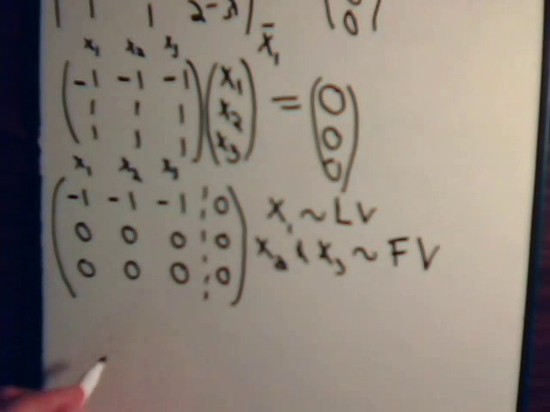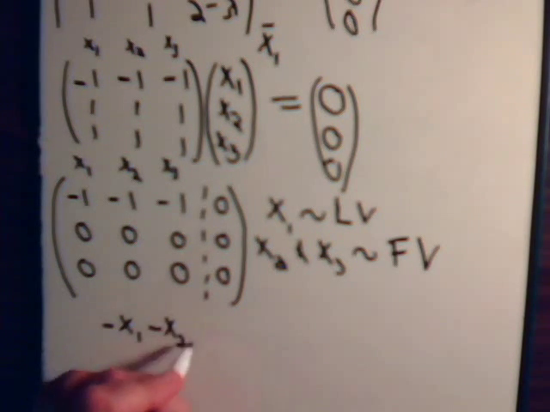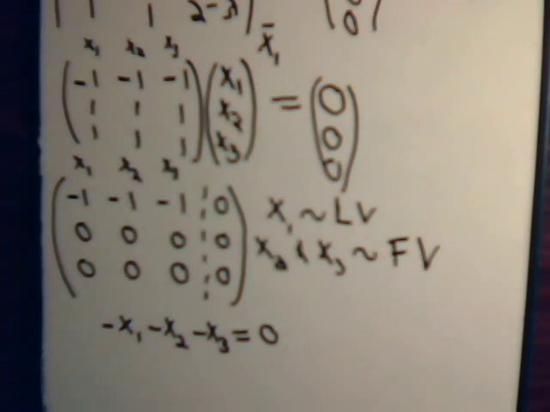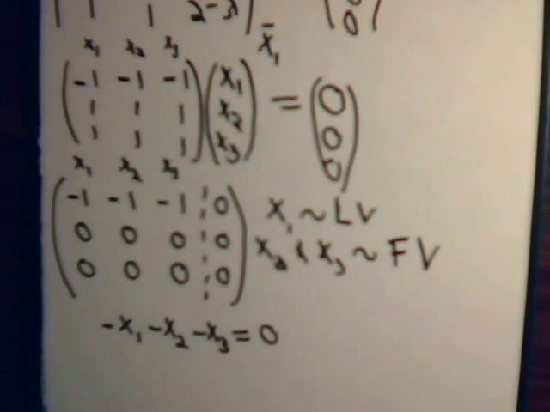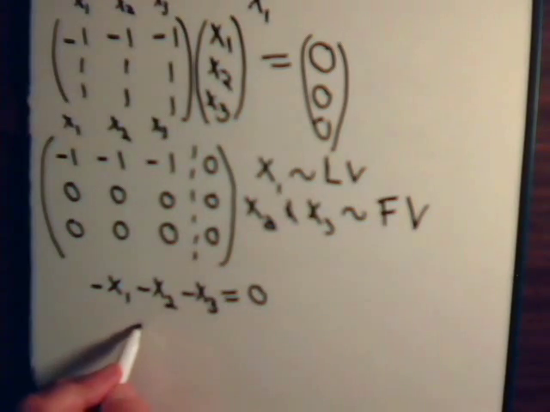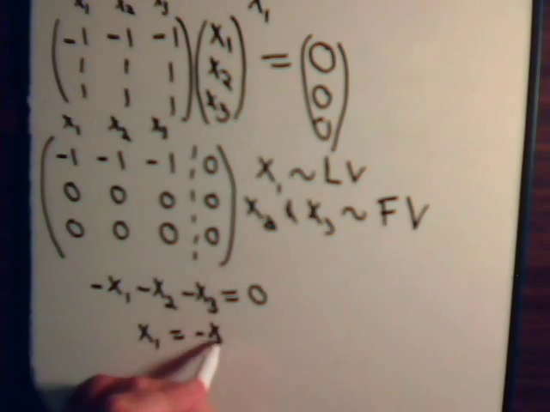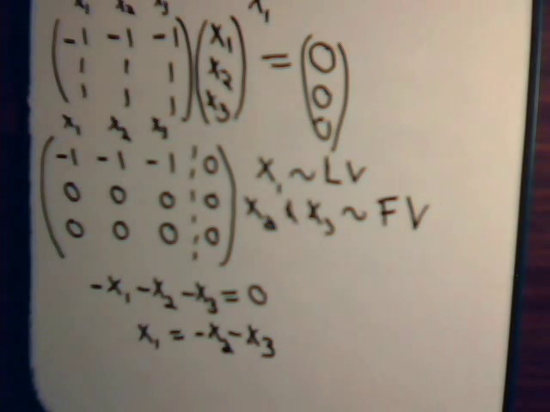Here we have minus x1 minus x2 minus x3 equals 0. And we express the lead variables in terms of the free variables. So here we're going to have then x1 equals minus x2 minus x3. So the lead variable is expressed in terms of the free variables.